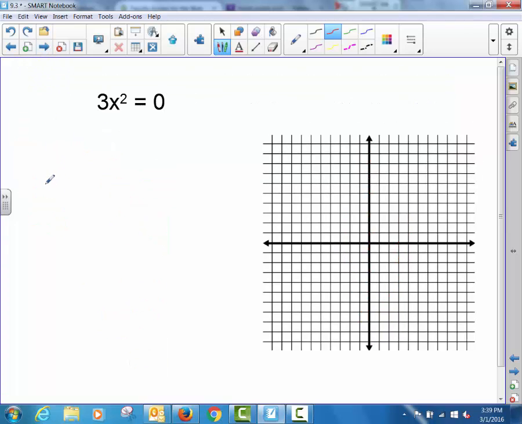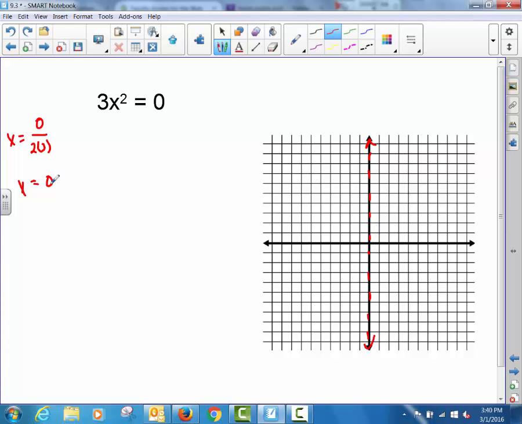All right, our next one. 3x squared equals 0. The b is going to be 0 again, so it's going to be 0 over 2 times 3, which is going to give us x equals 0. So our line again is going to be over here on the y-axis. We can put our dashed line down it.